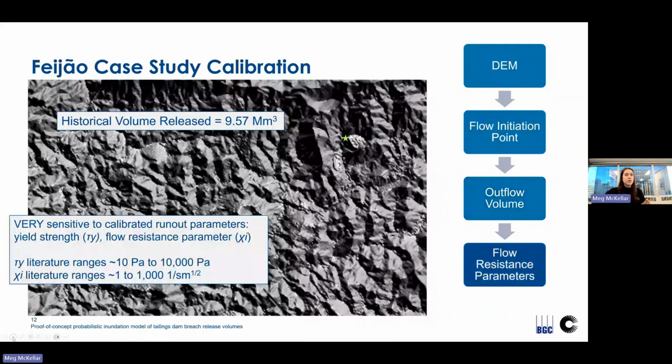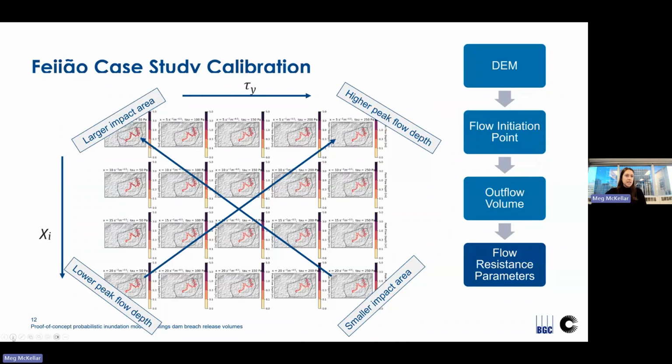And in conducting this, we found that this was a challenge of the model. These calibration values can be very sensitive. So we have tau, which is going to be our yield strength, and we have chi, which is going to be our flow resistance parameter. And because we're at this calibration stage, we ran this model over a range of these parameters so that we could understand how the model accepts these resistance parameters.